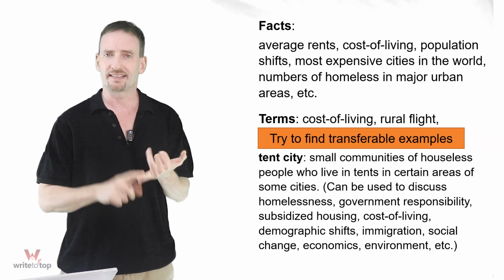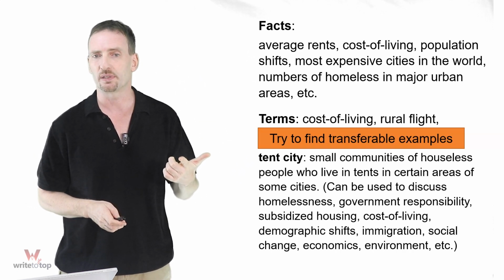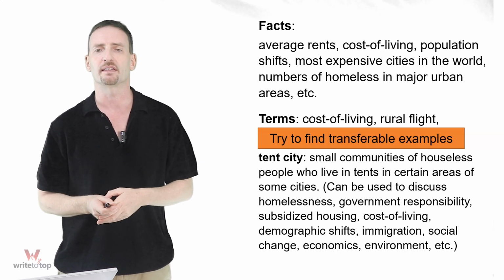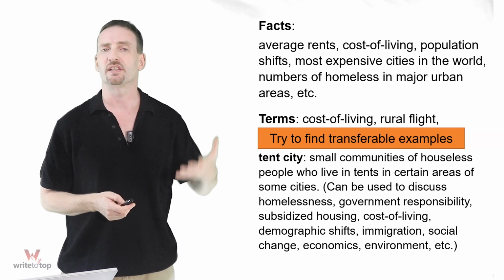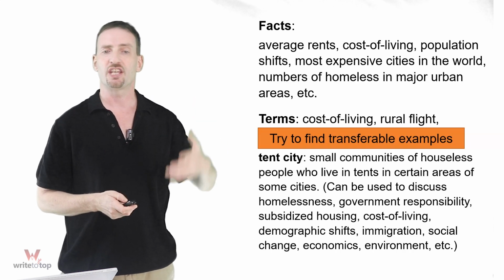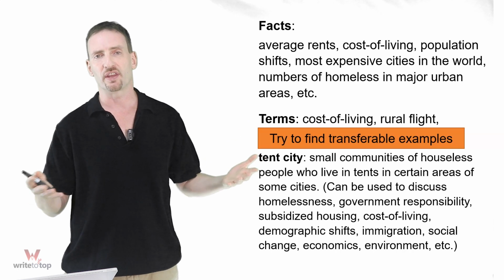Now, you can use the example of tent city to discuss homelessness, government responsibility, subsidized housing, like the government helping pay for rent and these costs. Questions about cost of living, demographic shifts. We talked about rural flight a minute ago. Immigration, social change, economics, environment, all kinds of different things.